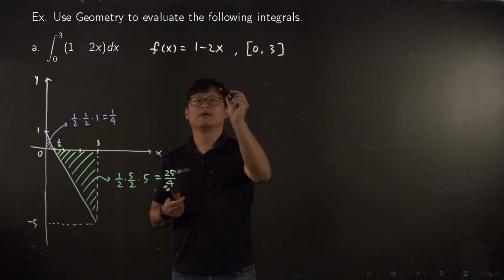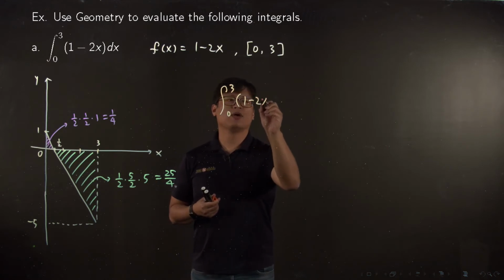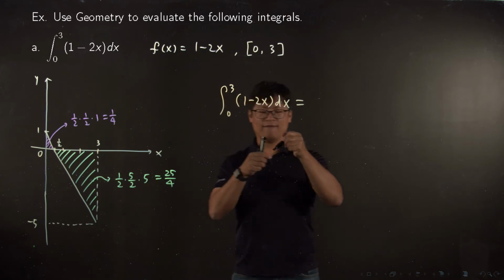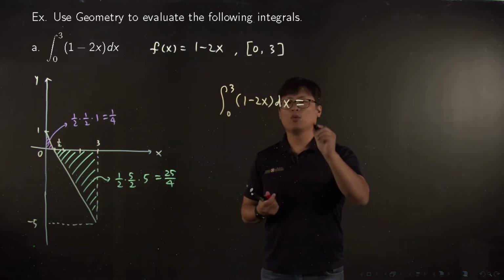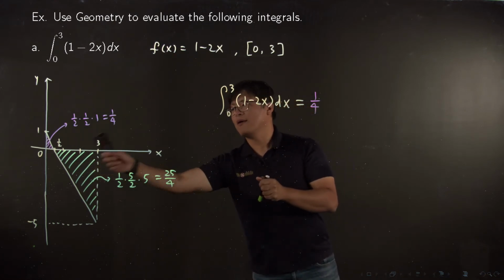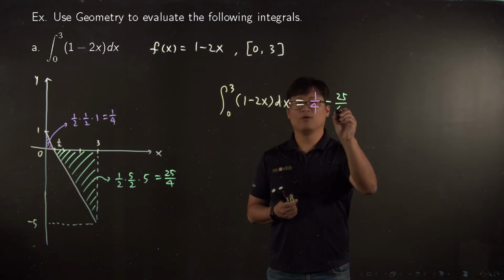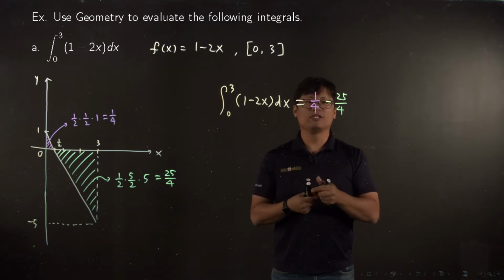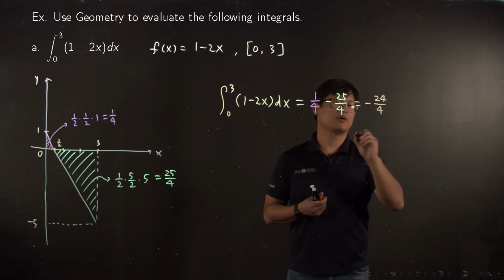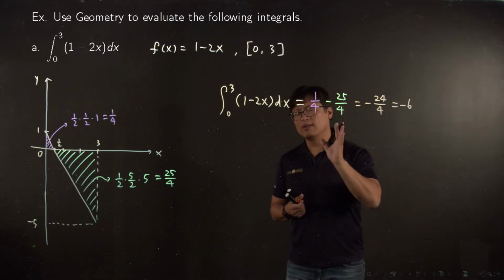So now, the integral from 0 to 3 of 1 minus 2x dx is equal to, from 0 to 1/2, 1/4 positive, and then from 1/2 to 3, it will be minus 25/4. So this is equal to negative 20/4, which is -6.